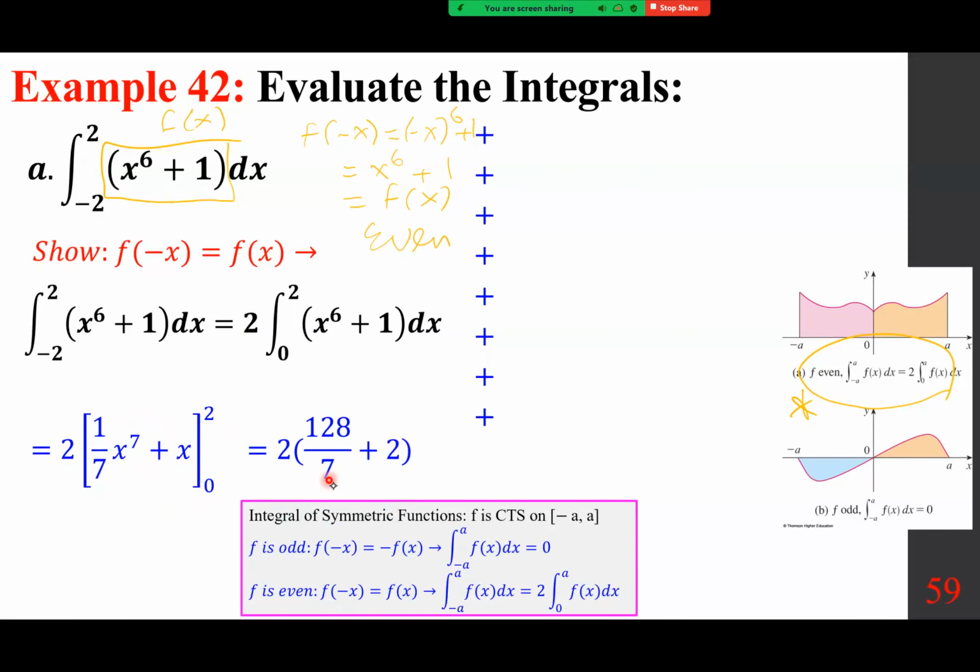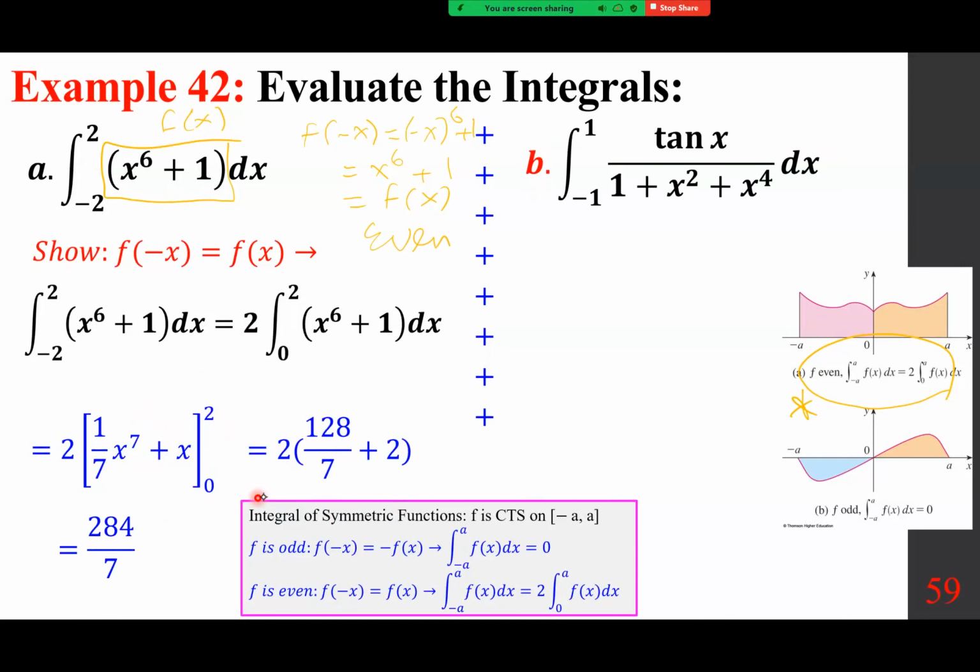2 times 7 is 14, added to 128 makes it 142, times 2 makes it 284 over 7. So you just add them up easily. I'm taking a common denominator and so on. Now, when you have a case which is a very complicated function, like this, you can show it's actually equal to 0.